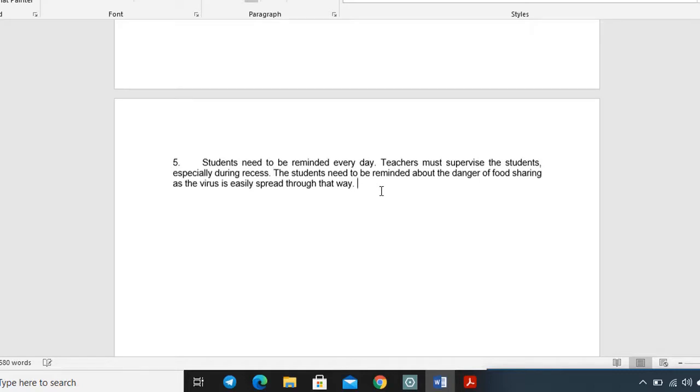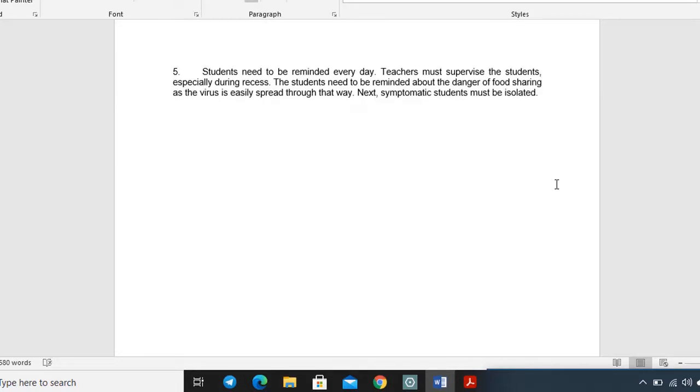Next sentence will be, okay, next, symptomatic students must be isolated. Okay, the students who have high fever, cold and cough, so they must be isolated, diasingkan. So that's the meaning of isolated. Okay, so what else? So you need to explain further about symptomatic students. Okay, so what must the teacher do? Teacher must take their body temperature.